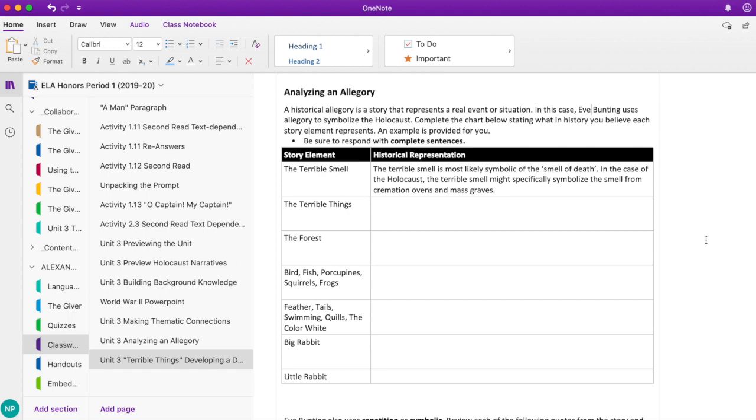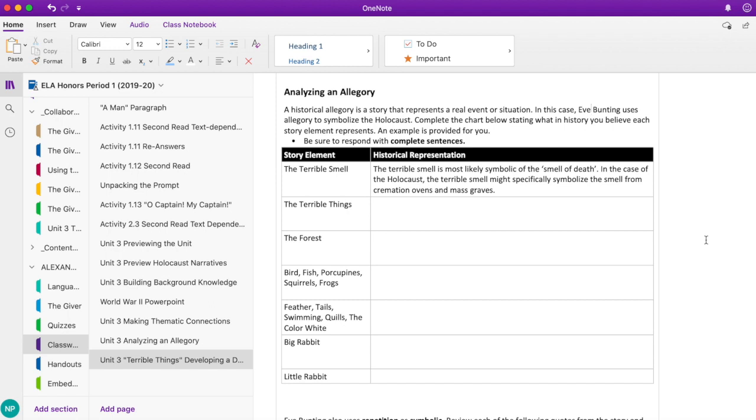The terrible smell is most likely symbolic of the smell of death. In the case of the Holocaust, the terrible smell might specifically symbolize the smell from the cremation ovens and mass graves. So I want you to think back to the activity you did last week with building background knowledge, right?